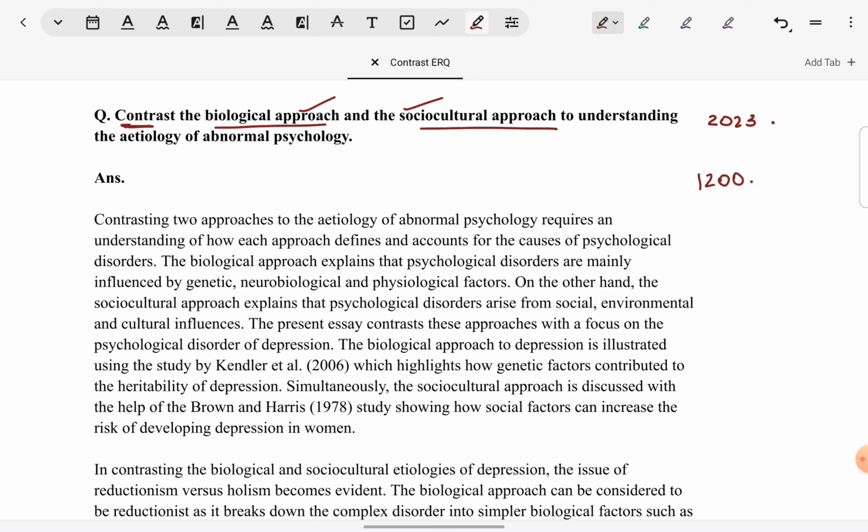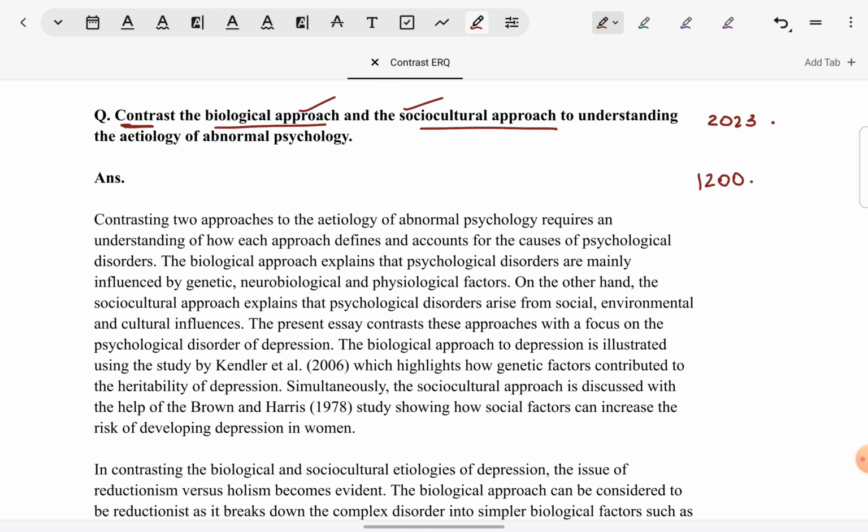Because I'm not going to be teaching the biological and sociocultural etiology as such in my video. I'm just going to be showing to you how the answer should be written. So sometimes you will feel the need to read the answer to find what I'm saying relevant. So make sure you have the answer also in front of you. You can just pause the video and read on the screen from time to time.